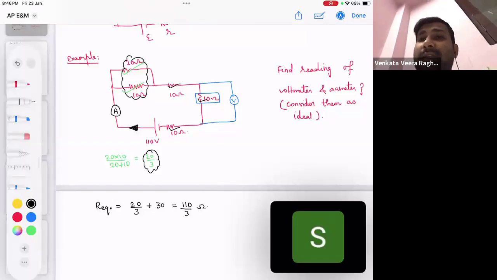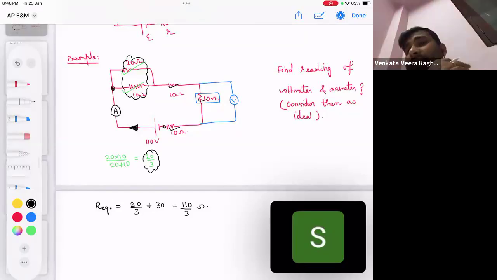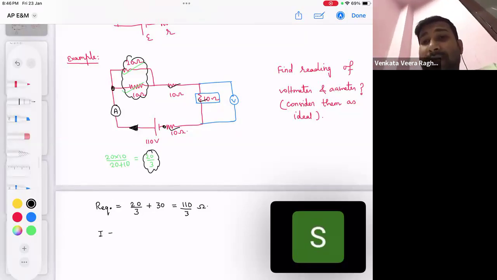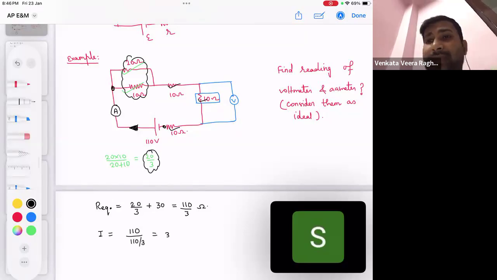So it means across these two ends, what is the total resistance of the circuit? The total resistance of the circuit is 110 by 3. So what will be the total current in the circuit? Can I say the total current in the circuit is going to be 110 volt is the EMF, 110 by 3 is the resistance, so 3 ampere is the current. Please tell me, understood this 3 ampere thing?